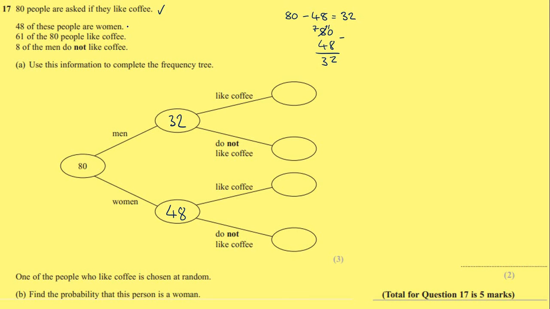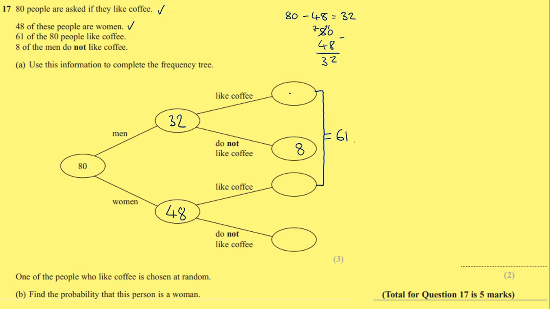61 of the 80 people like coffee. So I know that this, because this is for liking coffee and this is for liking coffee, has to equal 61. Now, 8 of the men do not like coffee. So we can't work with these because there's 2 things missing.